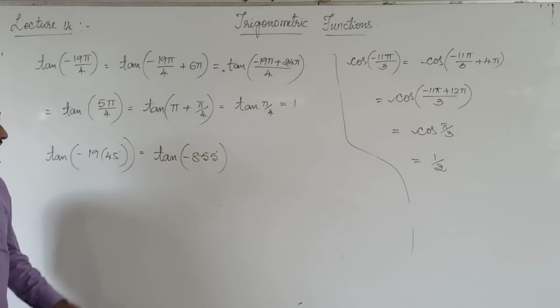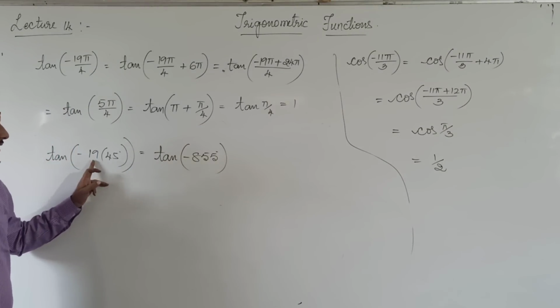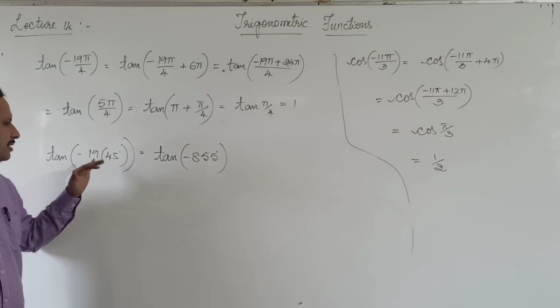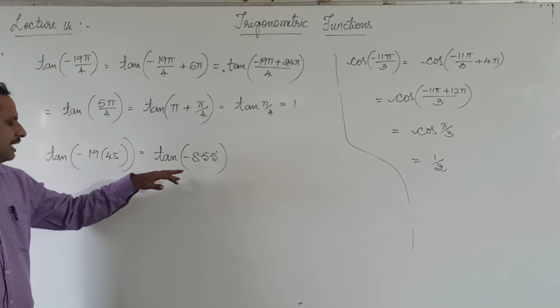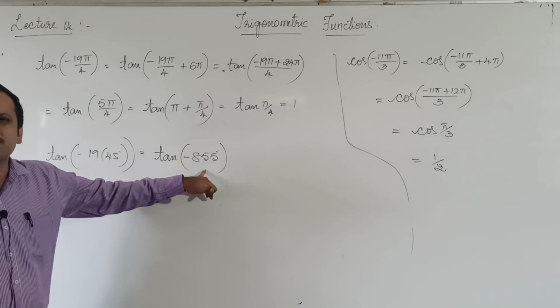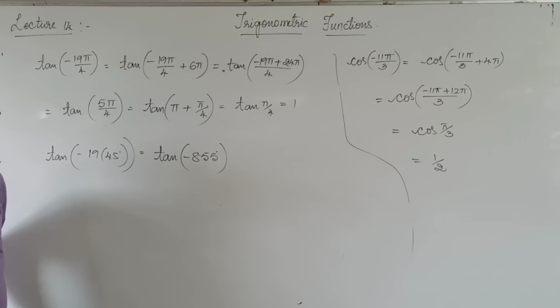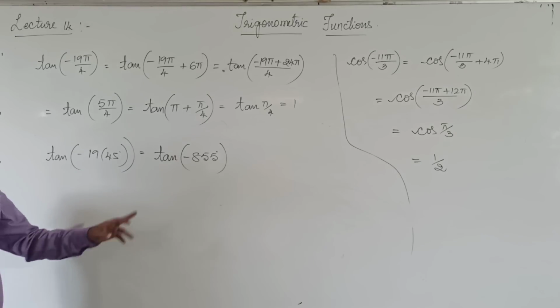You can check. 45 into 19. 19 into 5 is 95. 5 is remaining. 19 fours are 76. 9 is remaining. 19 fours are 76 plus 9, 85. Okay. Minus 855 degree. Okay, what to do now?